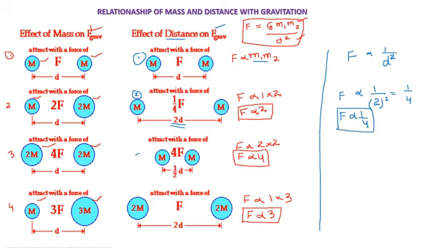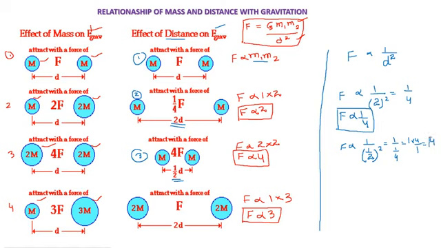Now let's see the third condition. Here the distance has become half. We have reduced the distance up to half. So F is proportional to 1 upon D square. The distance is half, so I have to take 1 upon 2 and square, because it is D square. Now if I solve this, what I am getting over here is 1 divided by 1 upon 4, which is nothing but 1 upon 4 will become reverse over here. So you will get 1 into 4 upon 1, which is nothing but 4, isn't it?